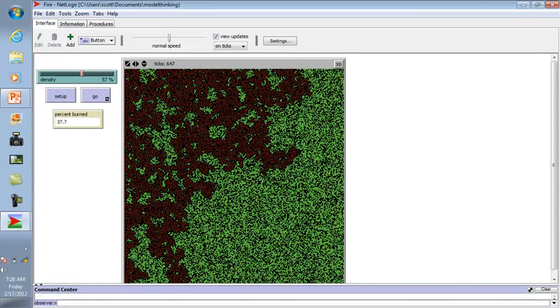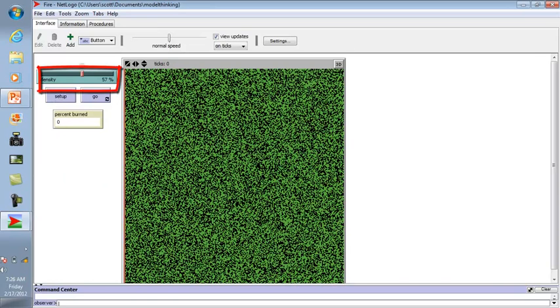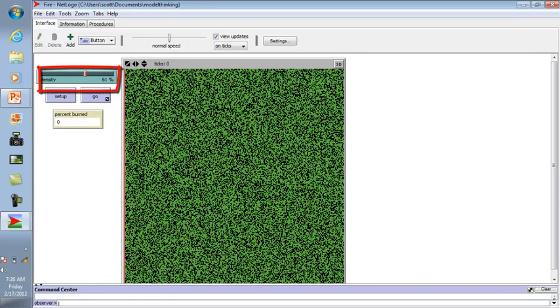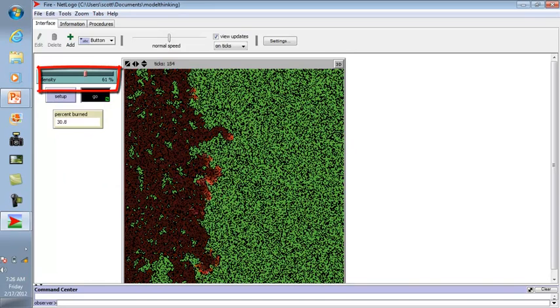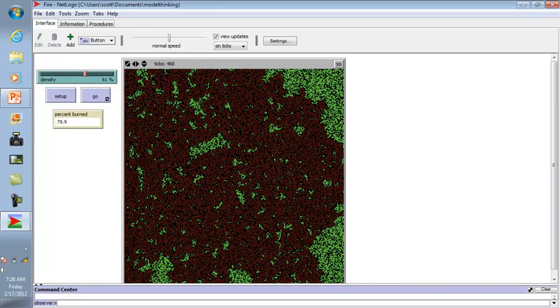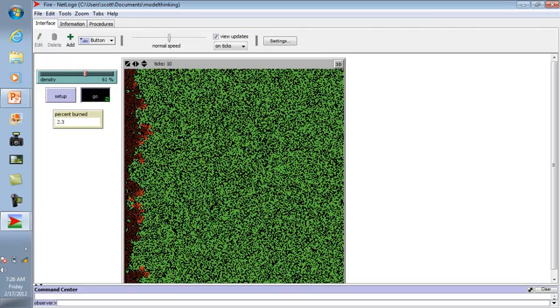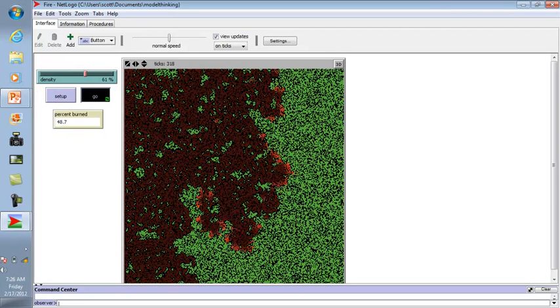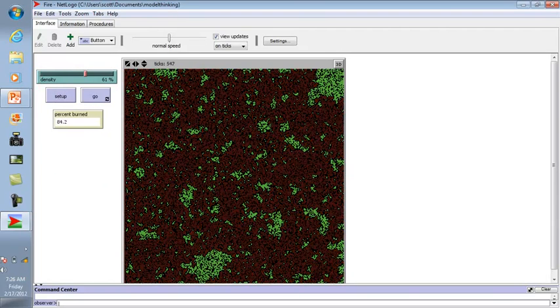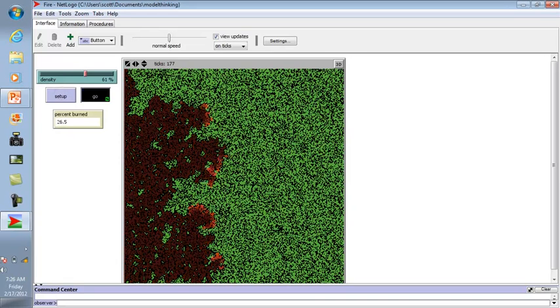Just about, pretty good. But let's move this thing up to 61%, which is above that 59% threshold. And look what happens here. At 61%, it makes it. And let's do it again. 61% again, look what happens. It makes it, right? 61% again, it makes it.